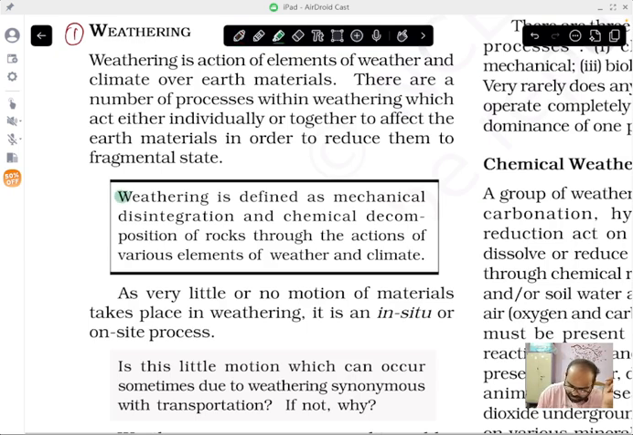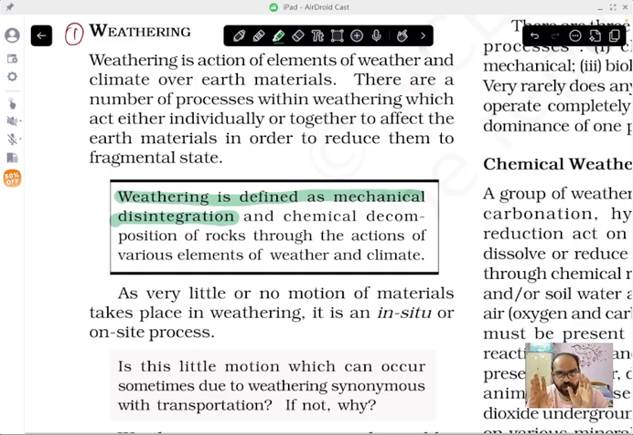Weathering is defined as mechanical disintegration. That is, mechanical disintegration is nothing but physical disintegration. Rocks have many layers, right? So these layers get disintegrated. Okay, we have studied denudation. These layers get stripped off. It is called mechanical disintegration.